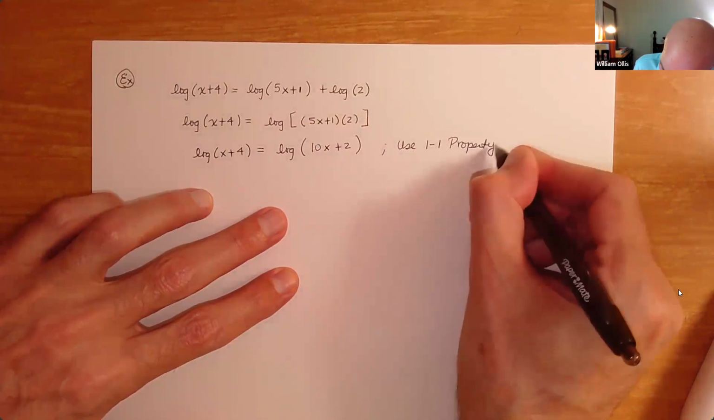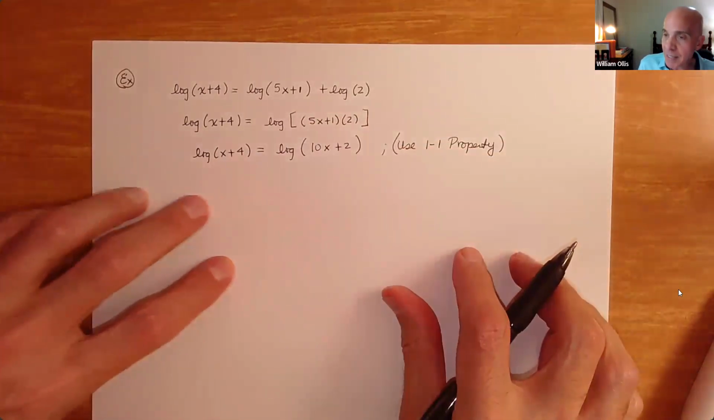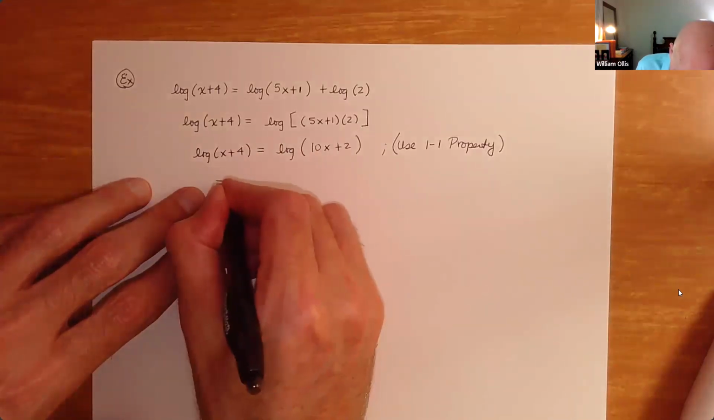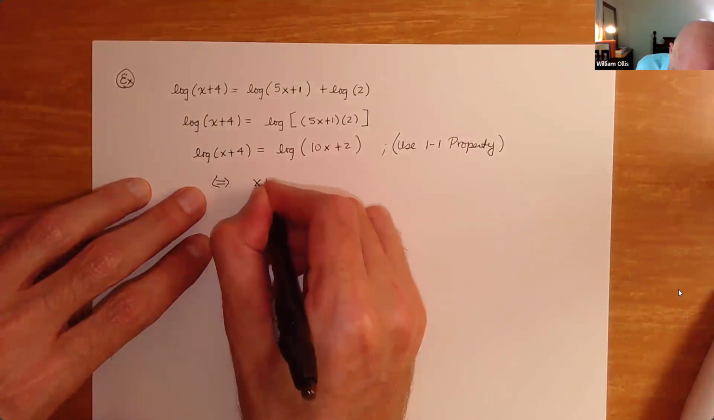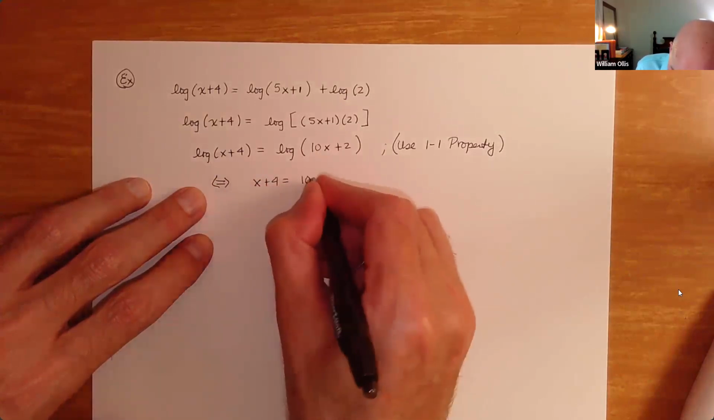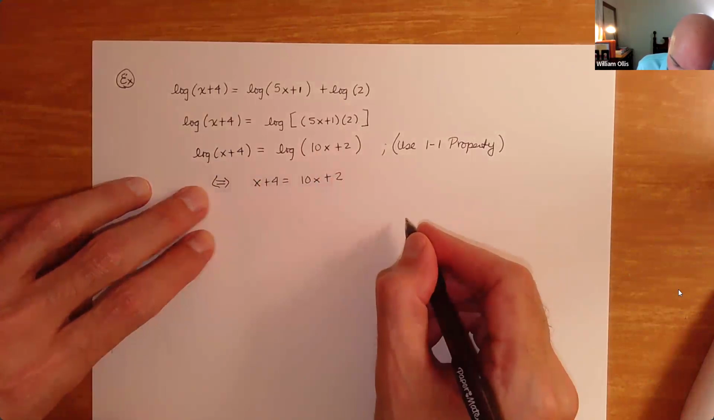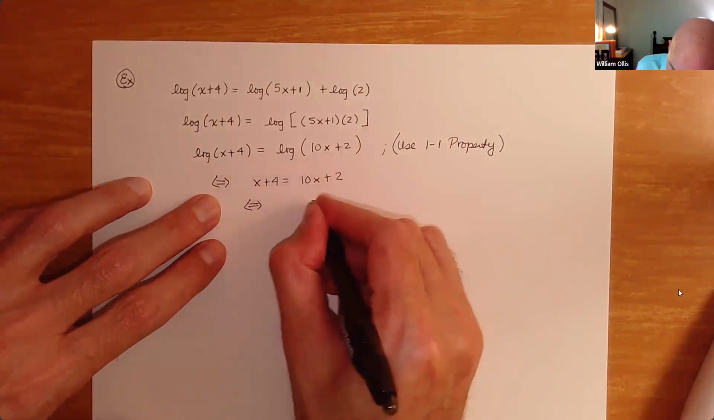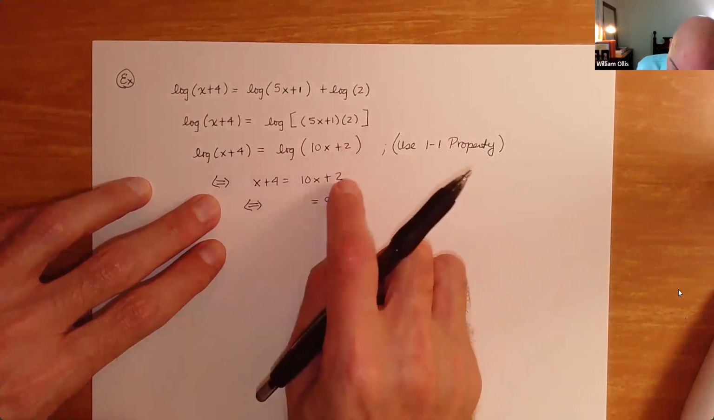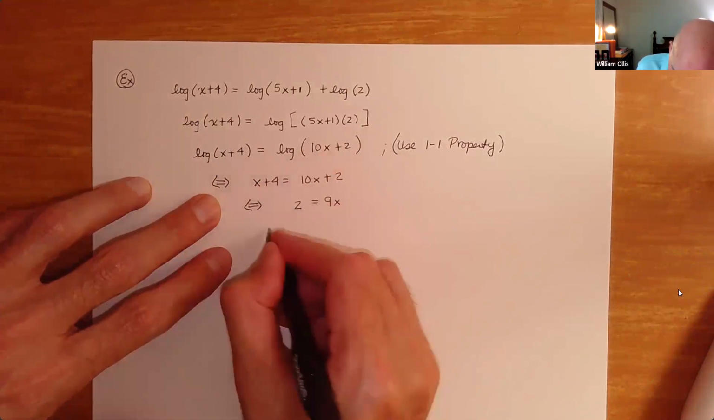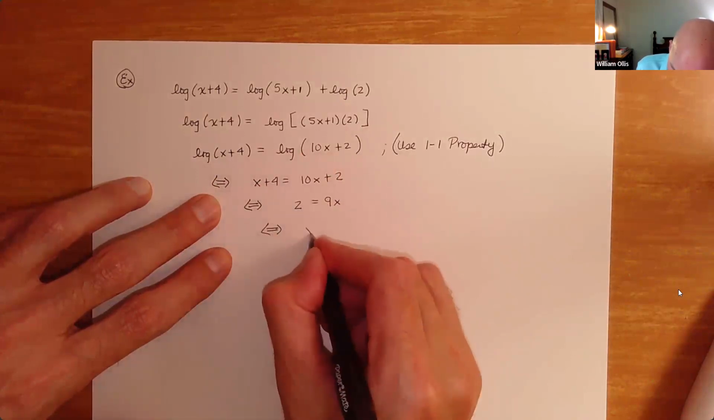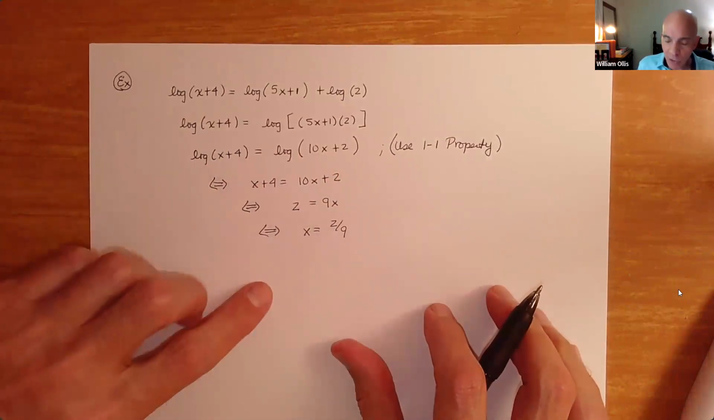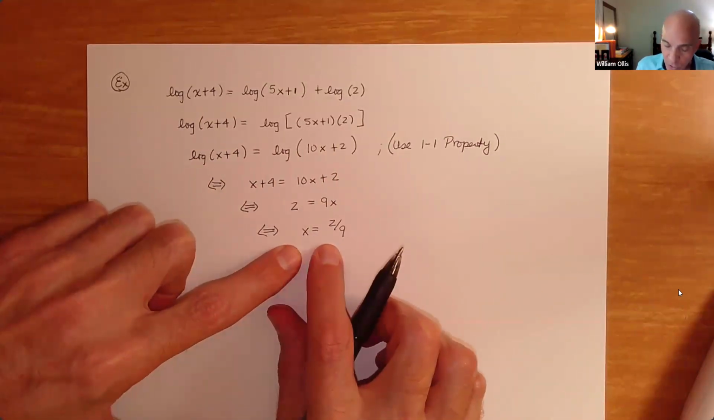Now use the one-to-one property of the base a logarithm. And in this case, the base is 10. So now we can set, again, the arguments equal. So we have x plus 4 equals 10x plus 2. So now we can transpose. We'll have x from 10x will give us a 9x. And of course, 2 from 4 is just a 2. Well, this is simple. So we just have x is equal to 2 divided by 9. So the value of the variable here is 2/9.